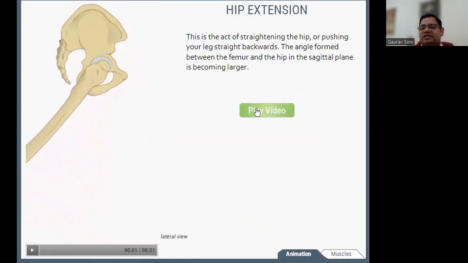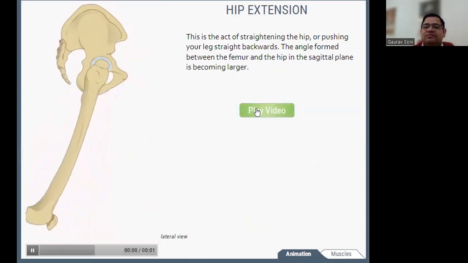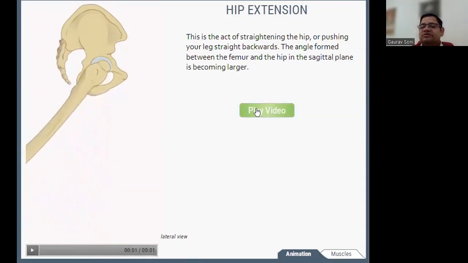You are moving your leg, the thigh, backward, keeping it completely straight, and this will be called hip extension. Now, if you are bending your knee, it means that will be the action of the knee joint then.